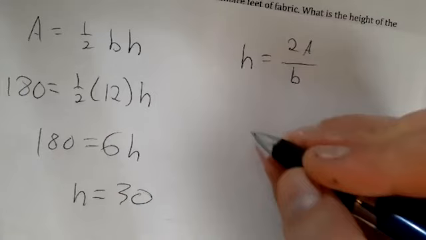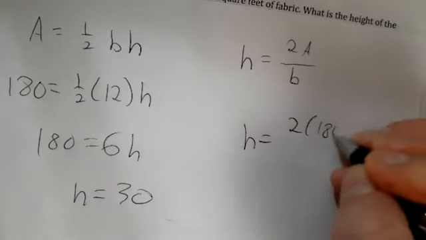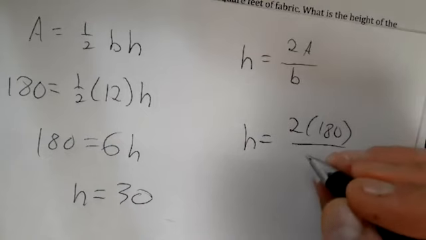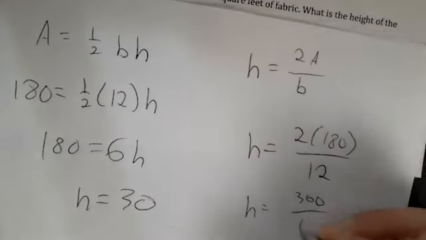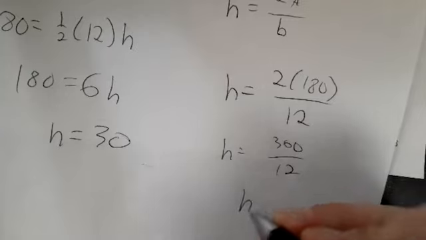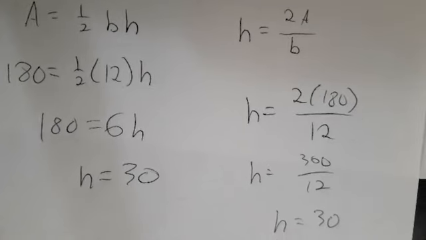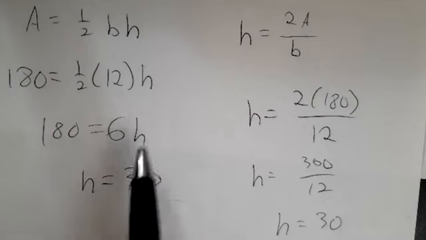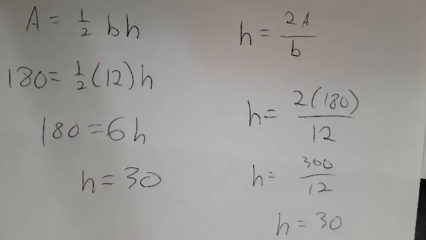But let's look at this one. My height is 2 times my area, divided by the base, which is 12. So I'm doing 360 over 12. I believe that is still going to give me 30. And so while they are the same formula, this one might be a little more direct when we're solving for height. We had to do a little bit of solving, some division here to find h. Here it was already solved for h. We just plug things in when we crunch the numbers, right?